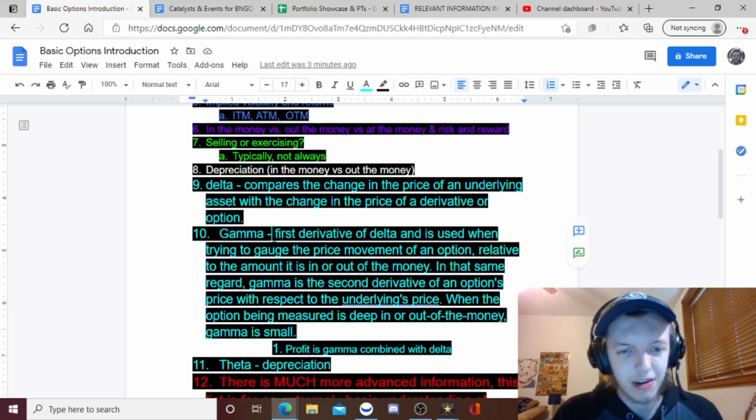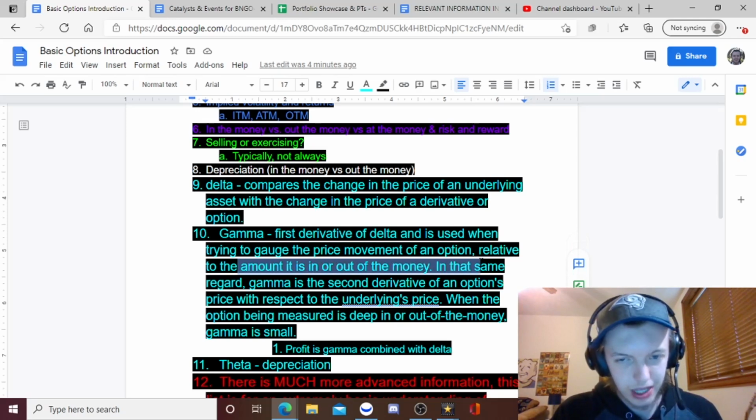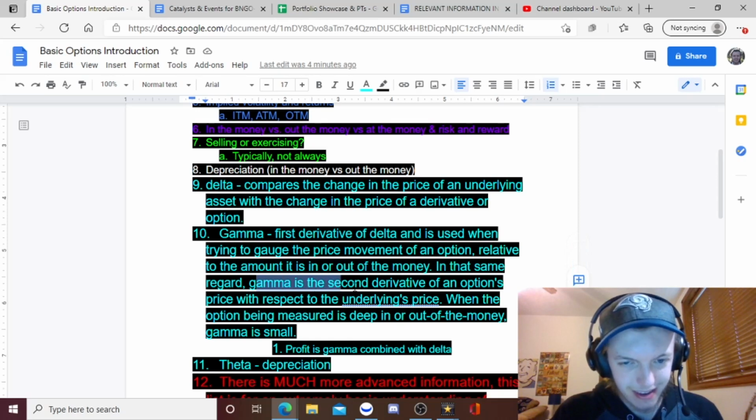So the gamma is going to be the first derivative of delta. So these two are going to be very correlated. Essentially, they work together in calculating the profit. The first derivative of delta is used when trying to gauge the price movement of an option, relative to the amount it is in or out of the money. In that same regard, gamma is the second derivative of an option's price with respect to the underlying's price. When the option is measured deep in or out of the money, gamma is going to be small.